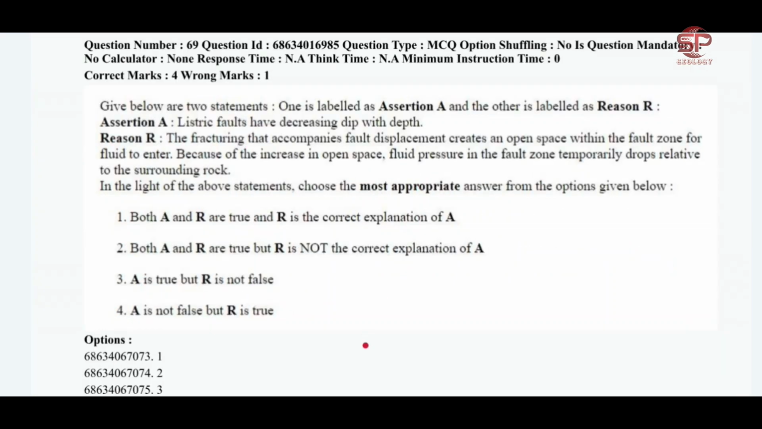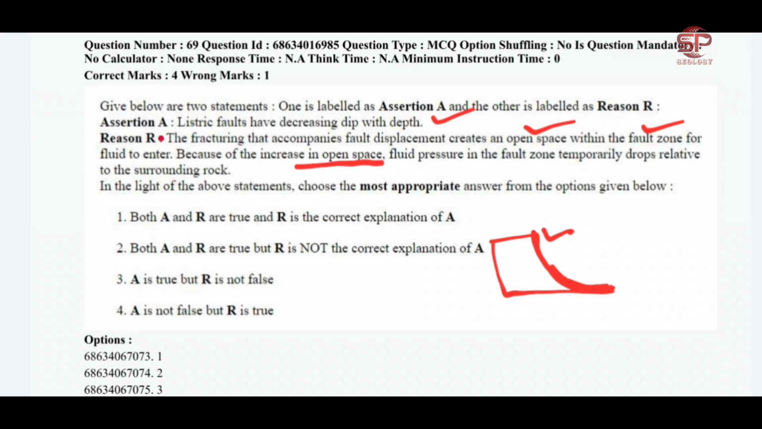First, the listric fault has decreasing dip with depth. It is correct because this is a listric fault, and we have a curved fault plane. The upper part has a higher dip angle, then the lower part decreases. So dip decreases in the listric fault. Then the fracturing that accompanies the fault displacement creates an open space. Obviously, it will create an open space within the fault zone, and that acts as an accumulation of fluid, because the fault zone or fracture zone accumulates fluid, and there is an increase in open space. So this will be a correct statement also. Both A and R are true.